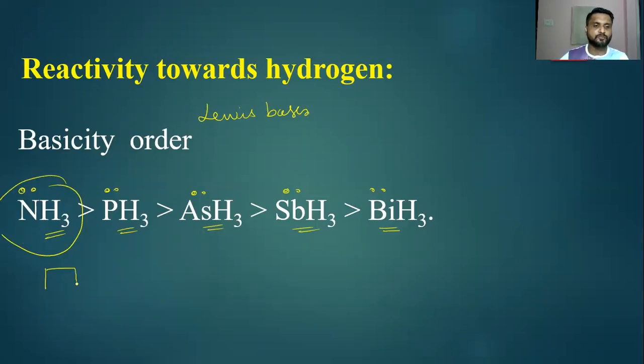Ammonia, because nitrogen is a small element and the lone pair of electrons is there. Bismuth is a larger element, and also the lone pair is there. So the electron density is a maximum in the case of nitrogen, right?